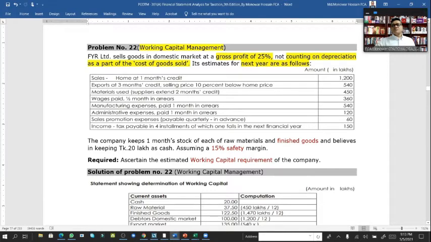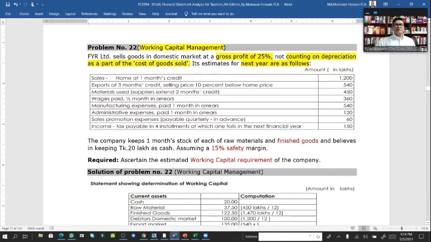Material use is 450 lakh, and the supplier extended 2 months credit. Wages paid half a month in arrears, that is after 15 days, and 360 lakh is the expense. Manufacturing expenses paid 1 month in arrears, 540. Administrative expenses also paid 1 month in arrears, 120 lakh. Sales promotion expenses payable quarterly, 60 lakh. Income tax payable, fourth installment, 150 lakh. But it is not for that financial year, it would be next financial year, so we will not consider this amount in our working capital.